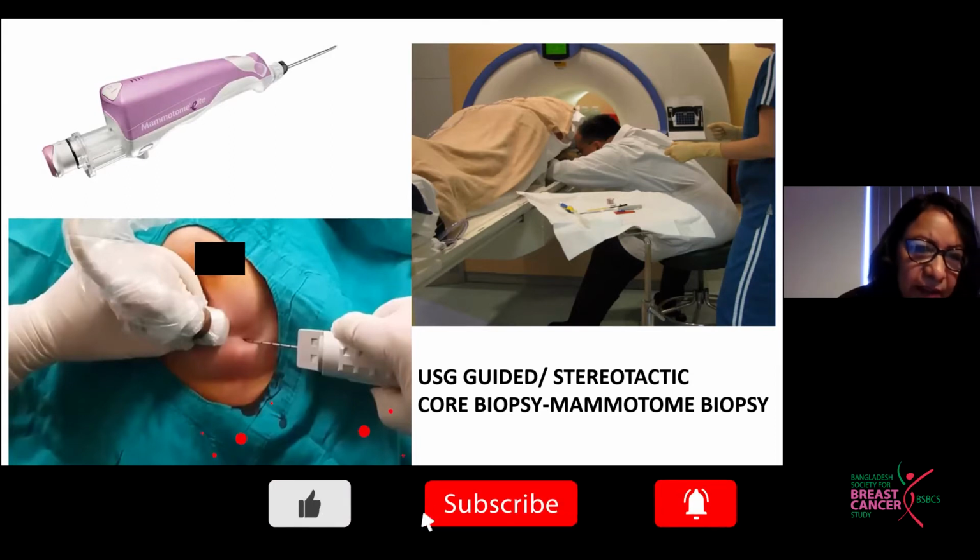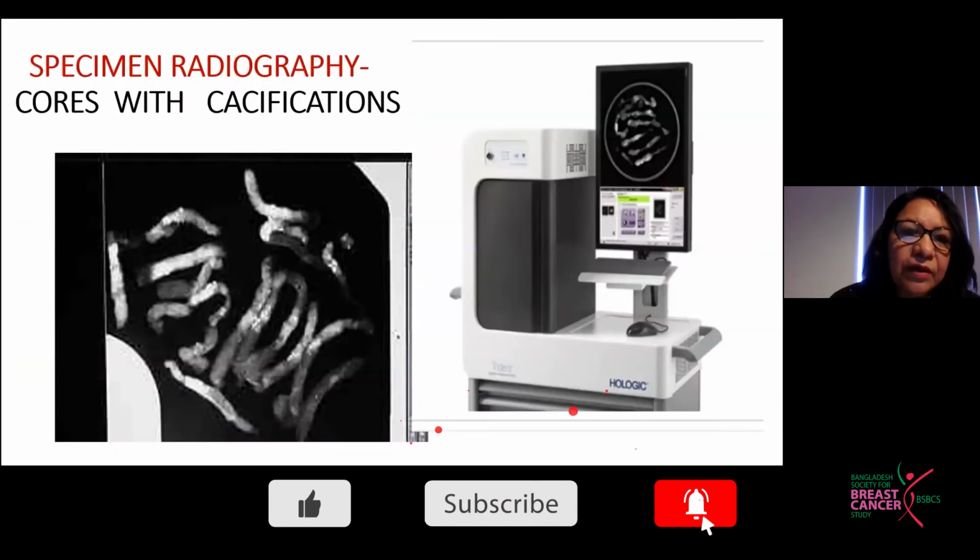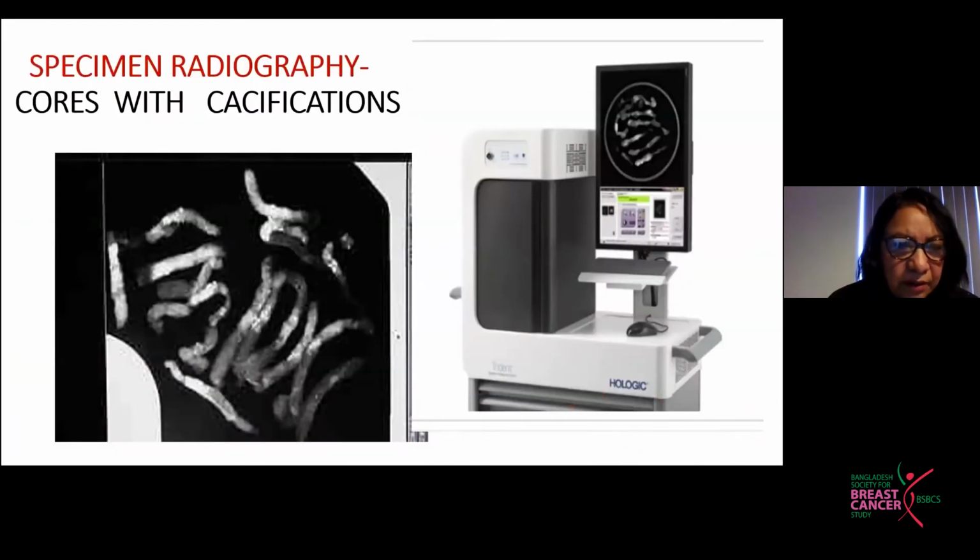So after taking the cores, we can do specimen radiography, which is of much importance to differentiate the cores into calcified and non-calcified elements, so that we can give more emphasis or more attention to the calcified cores, after keeping them in the cassette and taking different levels and examining thoroughly for any sinister lesion. So specimen radiography is an important tool.